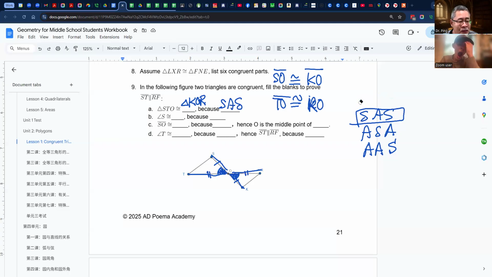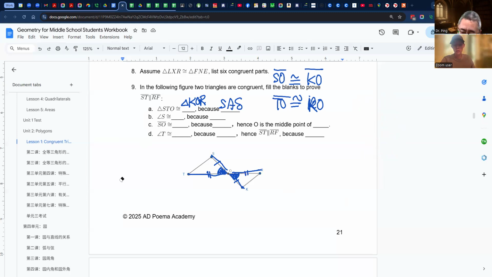Grayson, are we good here? Okay. So we look at B. Angle S is congruent to which angle, and because of what?